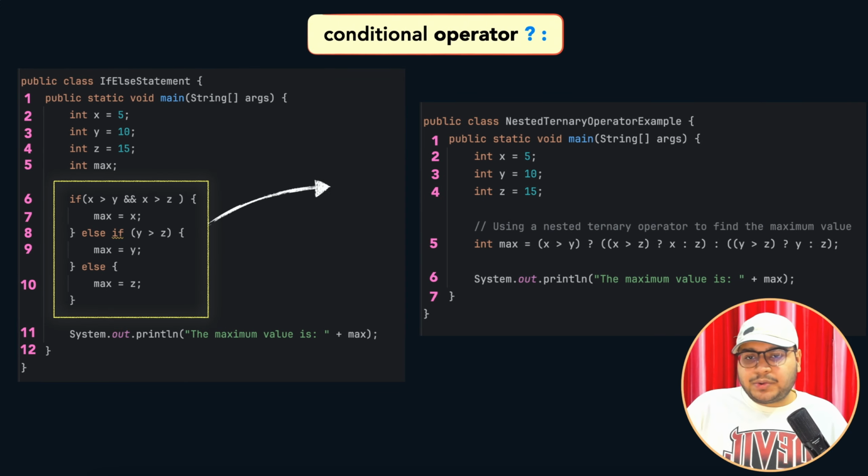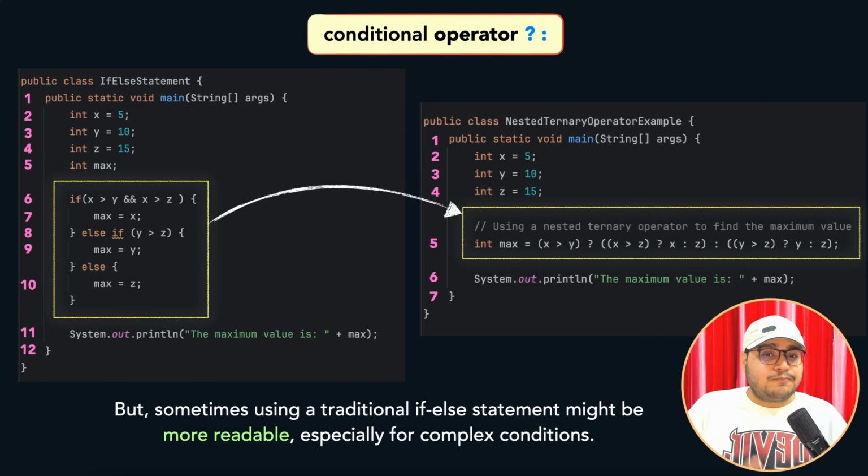You can also use nested ternary operators to create more complex conditional expressions, but it's important to use them judiciously to maintain code readability. Here's an example of a nested ternary operator to find maximum between 3 numbers. While the ternary operator can make code more concise, it's essential to ensure that the code remains clear and understandable. Sometimes using a traditional if statement might be more readable, especially for complex conditions like in this case. As you can see over here, the conditional operators are making things more cluttered and unreadable.